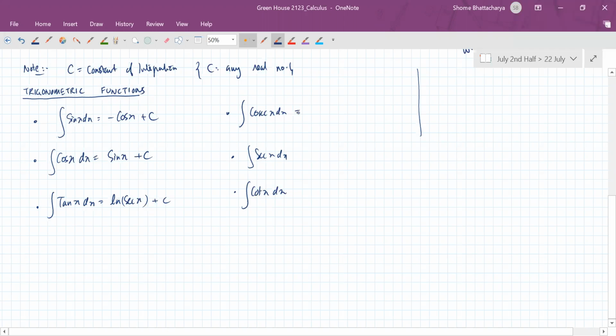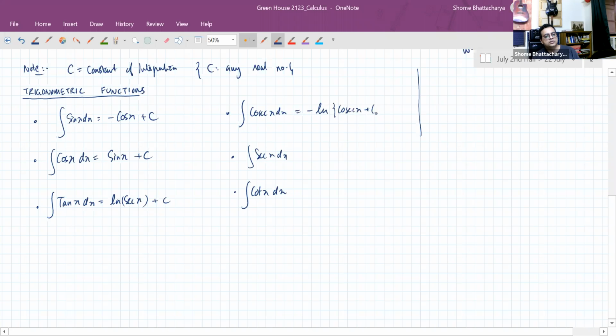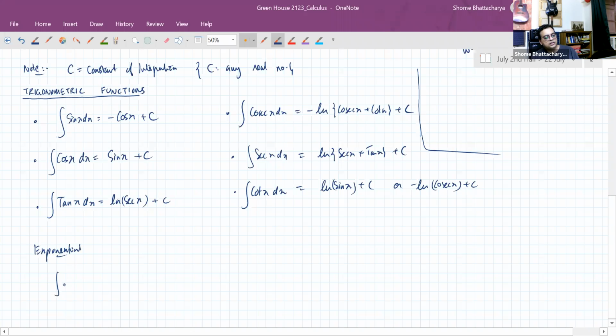Cot x. So this is ln of cosec x plus cot x with a minus sign. This is ln of sec x plus tan x. This is ln sin x, or we can also write it as ln of minus cosec x, plus c. And then we must have seen the final one, the exponential. So the integration of e raised to the power x is equal to e raised to the power x itself. So this is our list of formulae.